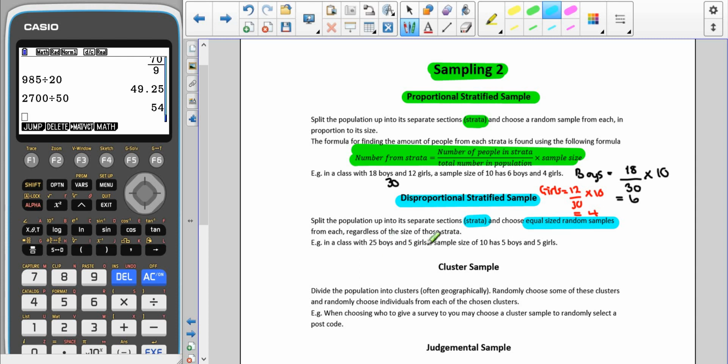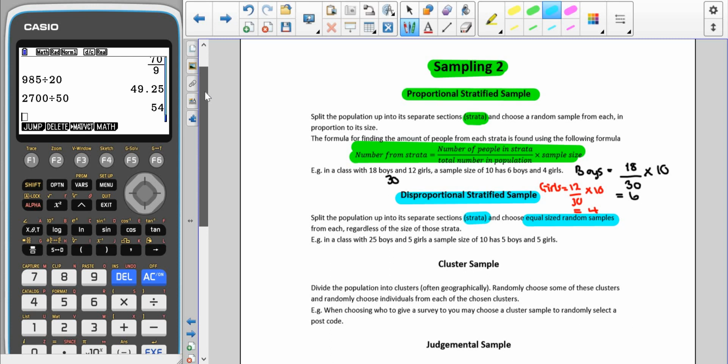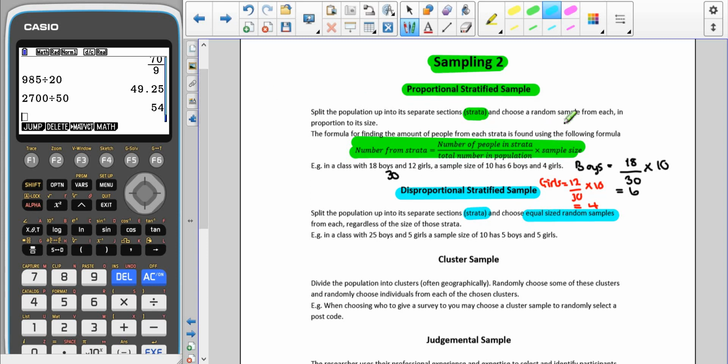Now you can already see why a proportional stratified sample is preferred to a disproportional stratified sample, because here we are including all 5 of the girls in our sample, whereas of the 25 boys we're only asking 5 of them for their opinion or point of view or whatever it is that we wanted to collect data on. So this is giving an unrepresentative look at the boys, whereas when we had our proportional stratified sample, this is one of the best ways that we can get a representative view of the population that we're trying to look at. Obviously, that depends on what you decide your strata is going to be.